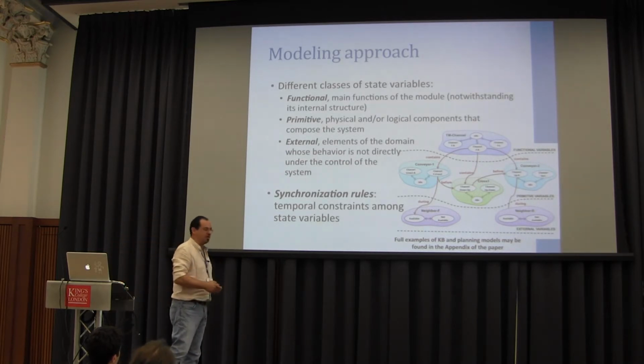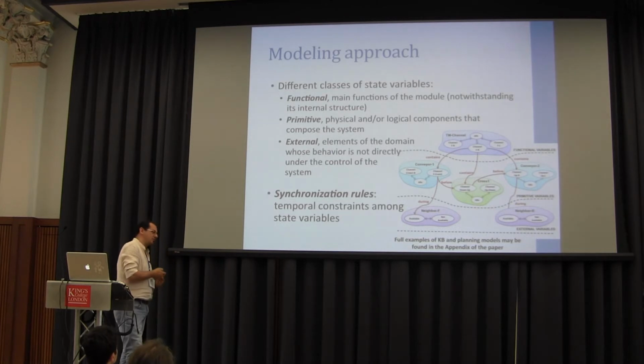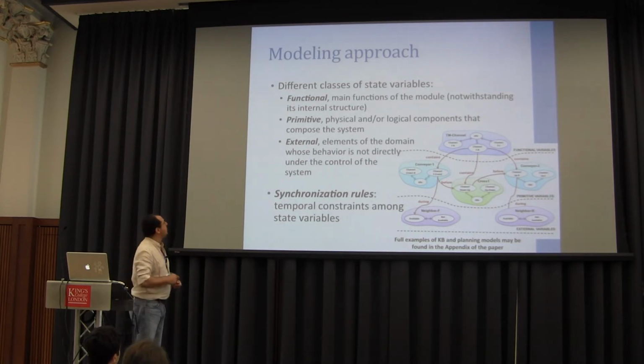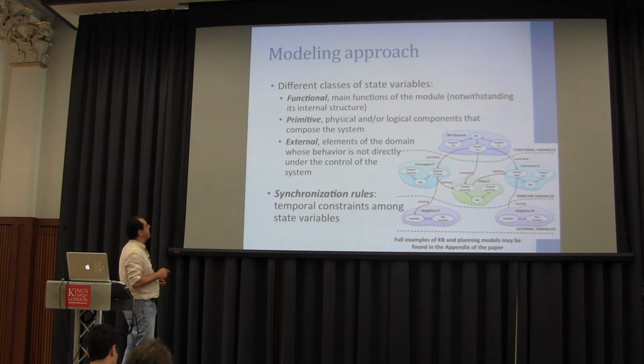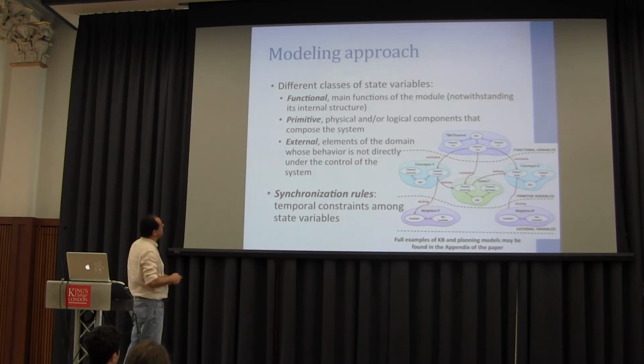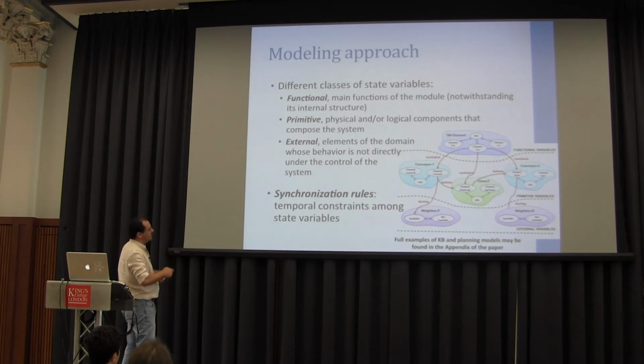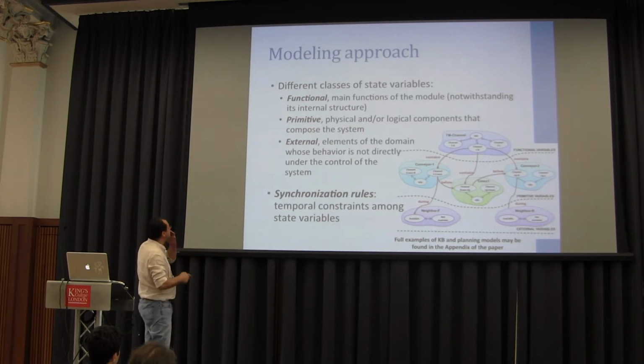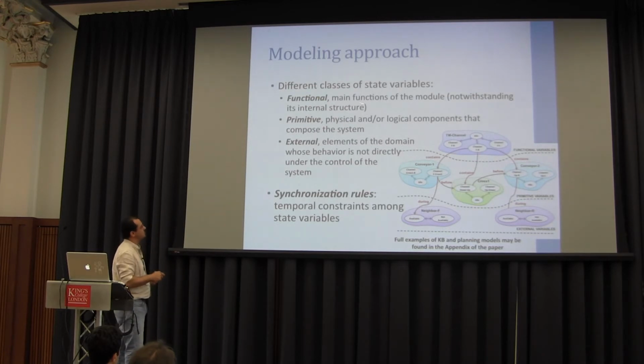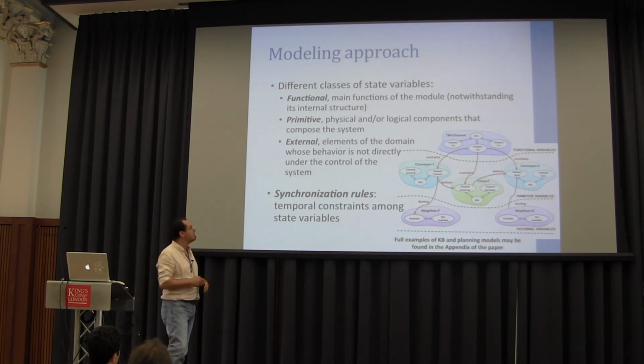Leveraging the result of the ontological analysis, we also defined a modeling approach for generating the timeline-based specification, and in particular, we defined and identified three different classes of state variables in order to provide a sort of methodology to model the blending domain, actually. And so we distinguish, this is a sort of parallel with the context information. So we have functional state variables in order to describe the main function of the modules with no consideration about its internal structure.